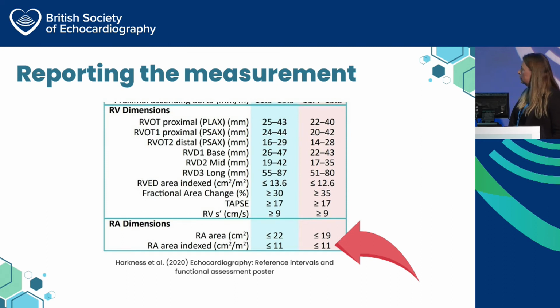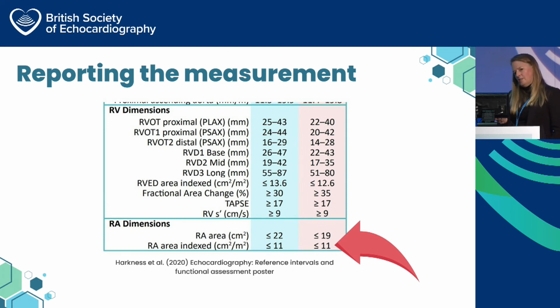So this is the reference range. If it's less than or equal to 11 centimetres per metre squared, then it's within the reference range, and anything above that is abnormal. So it's pretty straightforward. You'll notice the values aren't different for males and females if you index for body surface area, because the relationship with body surface area is more important than the relationship with gender, and that comes from the Norway study as well.